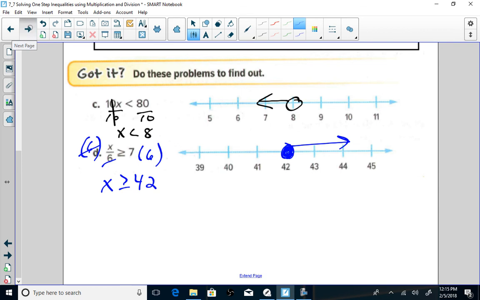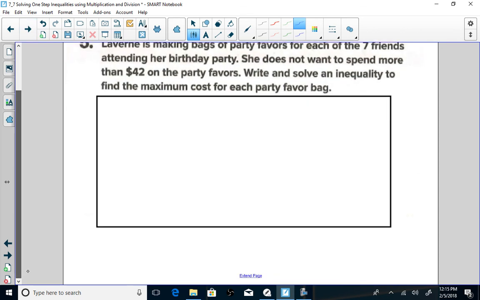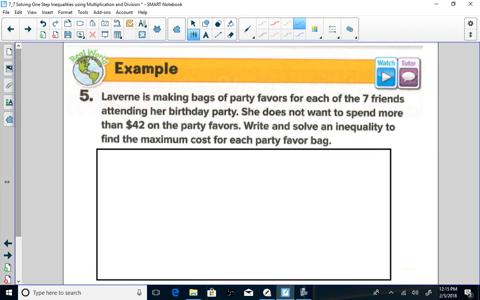And our last problem here is going to be a word problem. Laverne is making bags of party favors for each of her 7 friends attending her birthday party. She does not want to spend more than $42. Well, if she doesn't want to spend more than $42, we know we could spend less than $42. We could spend equal to $42. So I know that's going to be the right side of my inequality.